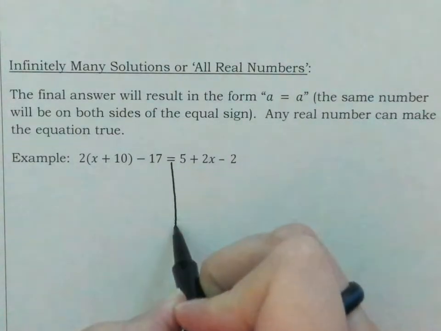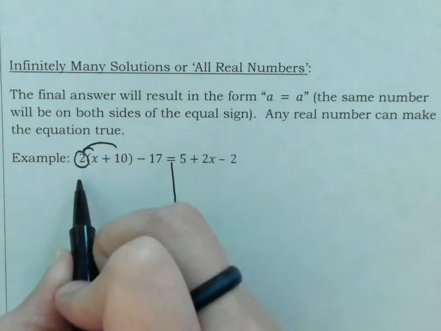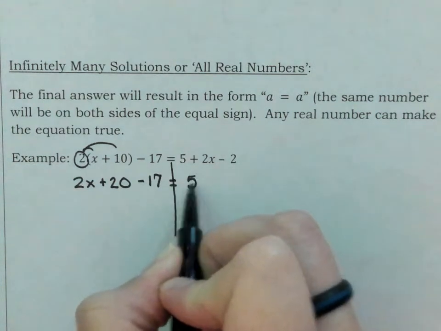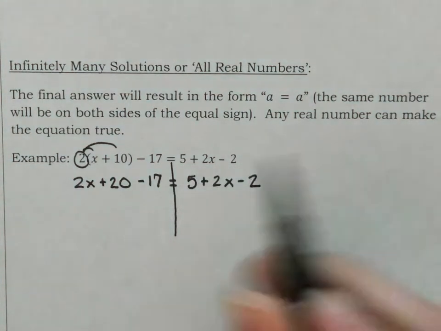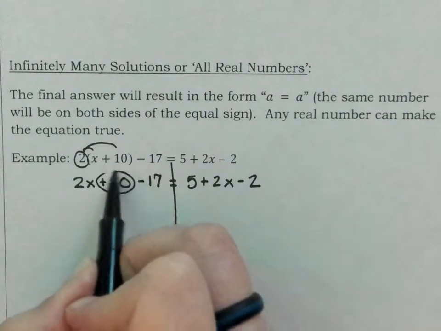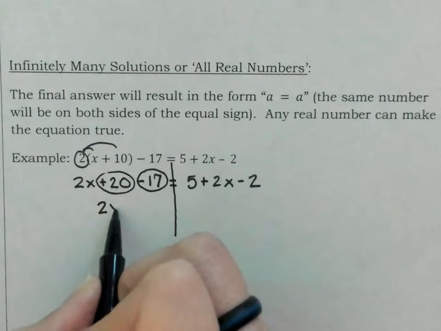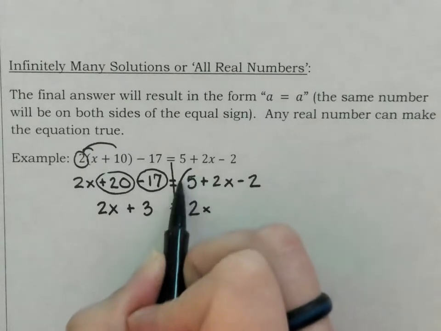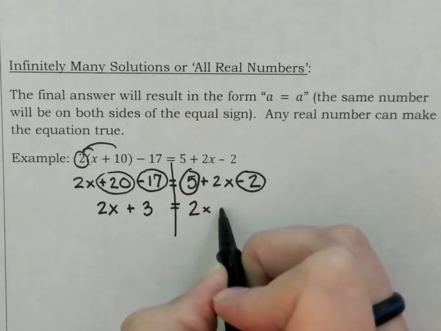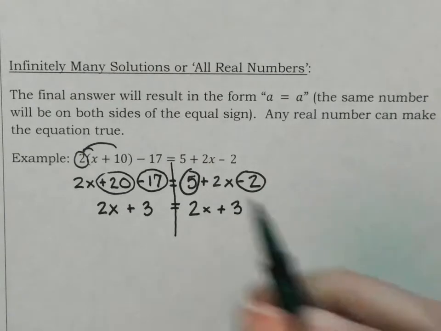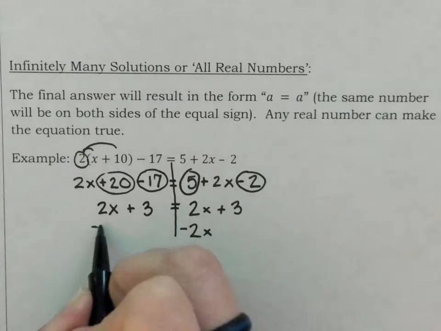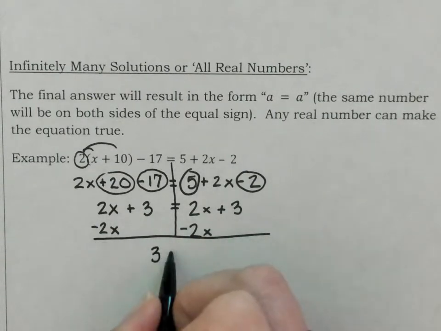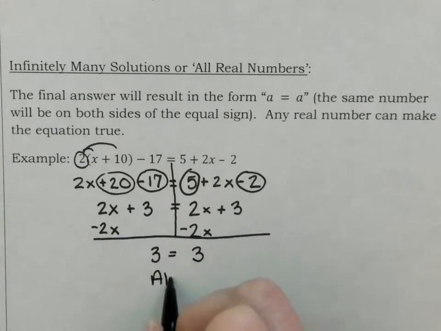So if we solve this one, we're going to distribute. So we get 2x plus 20 minus 17 equals 5 plus 2x minus 2. Now we're going to combine like terms. My like terms here are 20 and a negative 17. So that's 2x plus 3 equals, I have a 2x and my like terms are 5 and negative 2, which makes a positive 3. And if I were to continue solving this, I would subtract 2x on both sides, and that cancels out, so I would get 3 equals 3, which is always true.